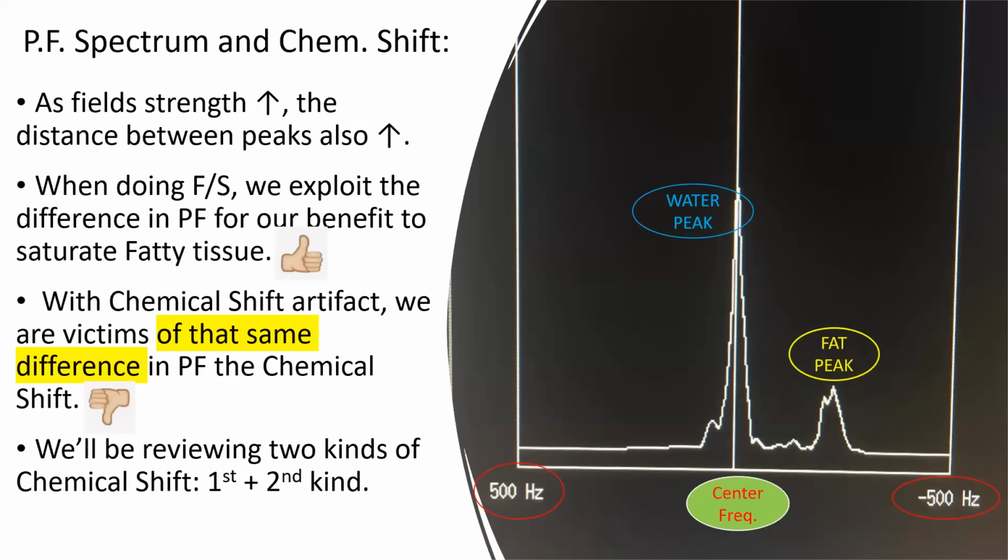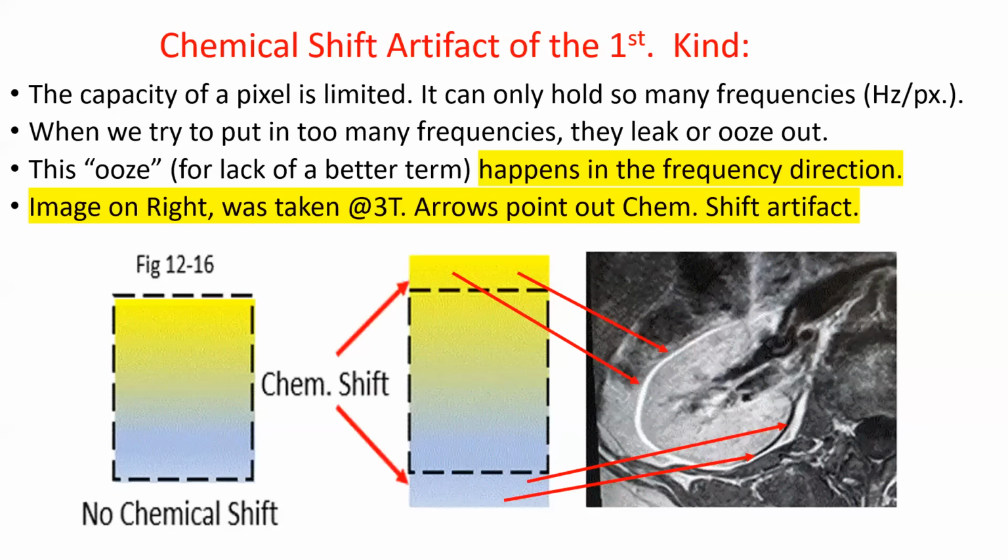So when we're doing fat sat, we're exploiting or taking advantage of that chemical shift. But in chemical shift artifact, when we're not doing fat sat, we're going to be a victim of that chemical shift. And just so you know, there's two kinds of chemical shift: chemical shift of the first kind and second kind, like that last line says. I'm going to cover both of those. Okay, so here's chemical shift of the first kind.